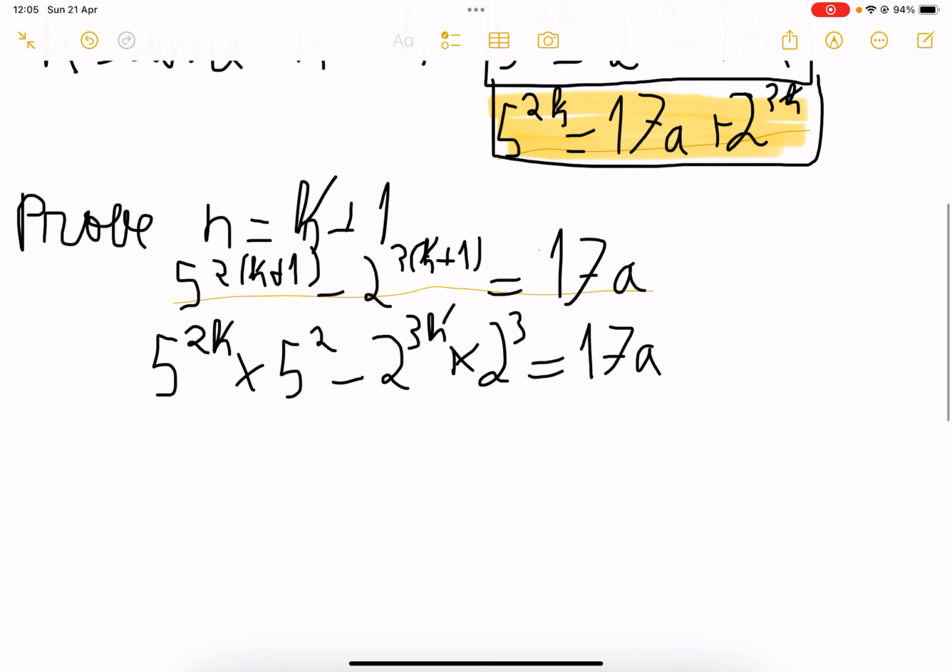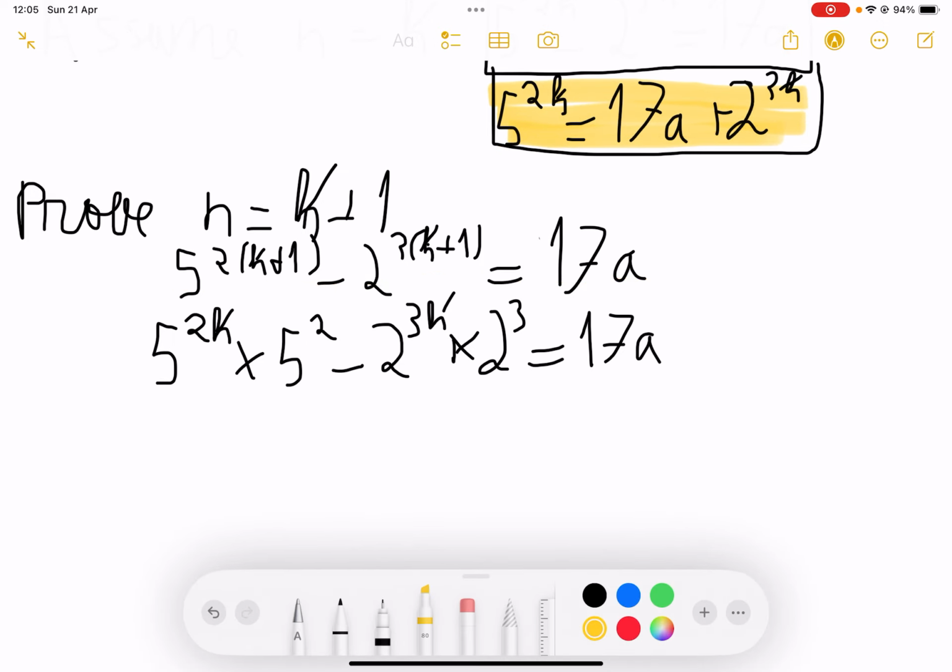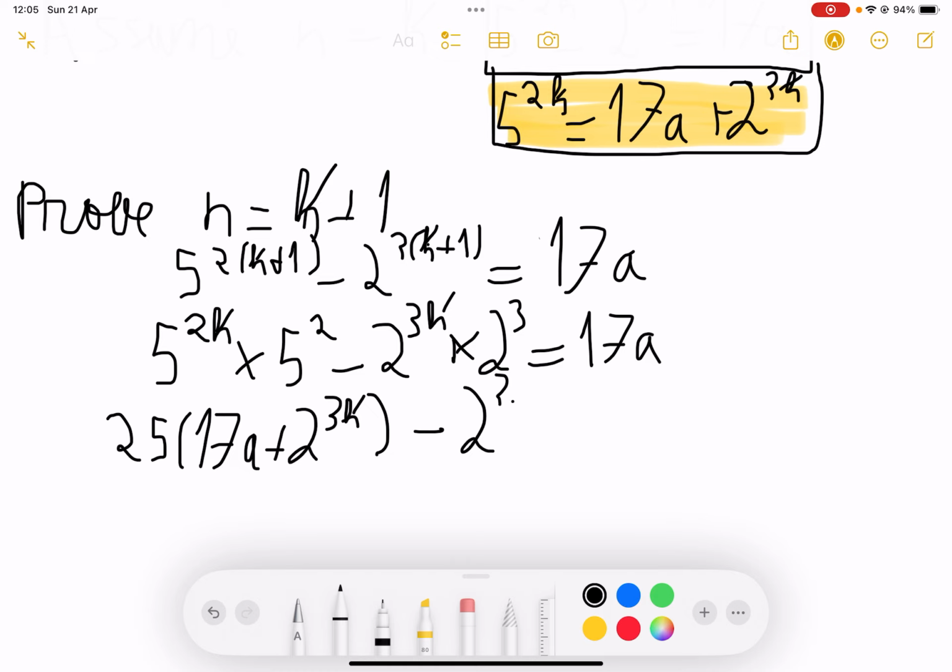to prove that this relationship does work. So we will substitute in what this equation left us with. Therefore, we will have 25, which is just 5 squared, times 17a plus 2 to the power of 3k, minus 2 to the power of 3k times 8, which is just the 2 cubed, is equal to 17a.